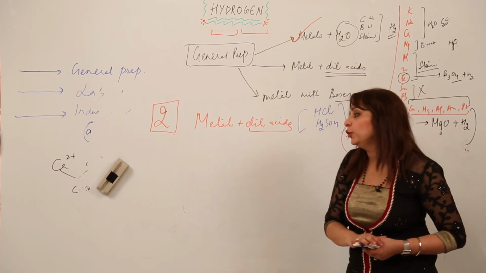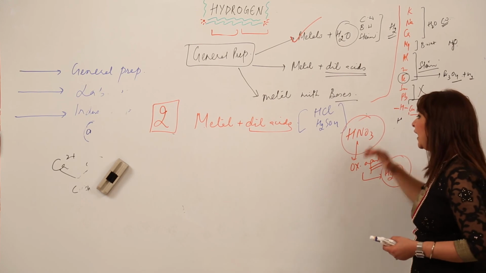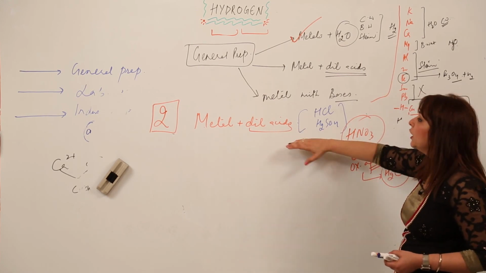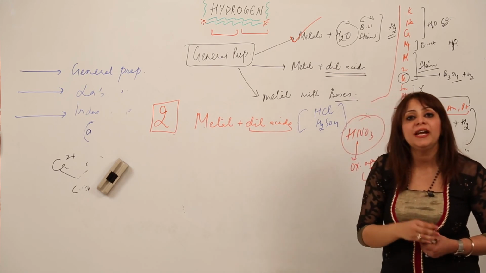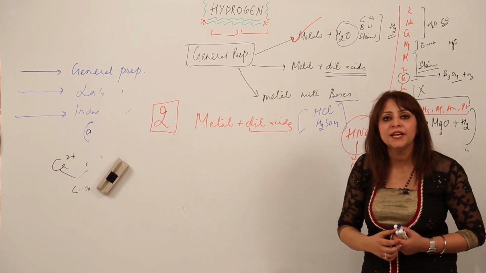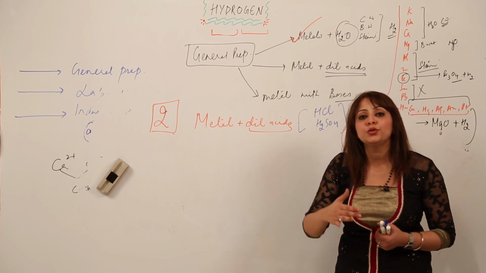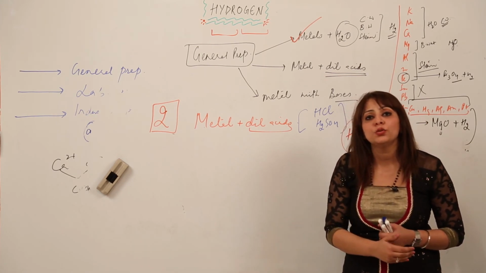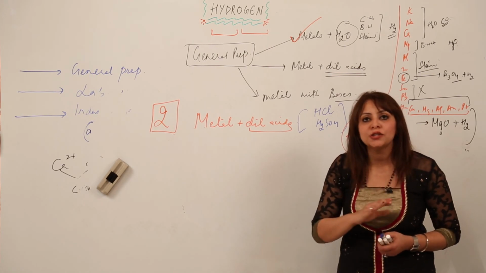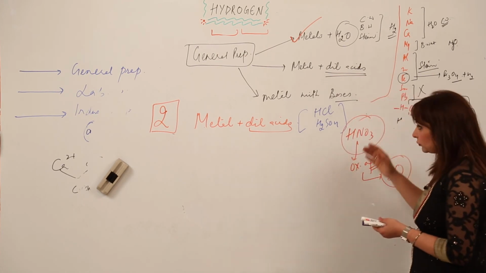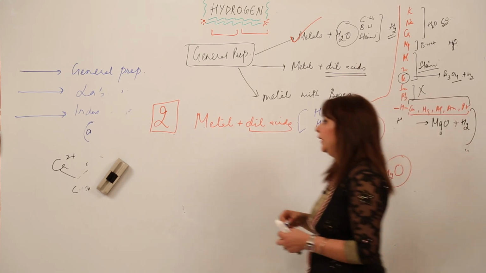Again, I am repeating for you, do not use HNO3 as dilute acid for the preparation of hydrogen from metals, because HNO3 acts as the oxidizing agent. It oxidizes H2 to H2O. So instead of hydrogen gas, we get water. So that means HNO3 is not used. And I'll be showing you examples as well.